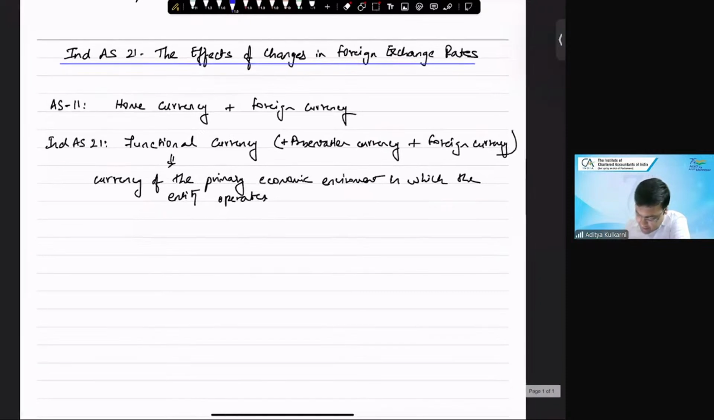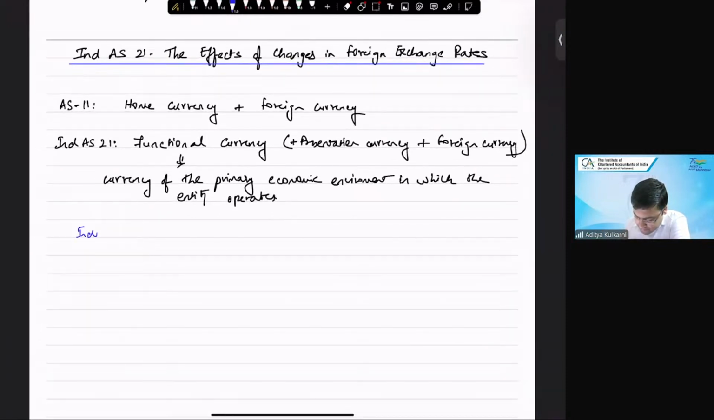suppose I take an Indigo flight from Bangalore to Dubai. If I take an Indigo flight from Bangalore to Dubai, or I take Air India, either of the two, your fare will come in INR.